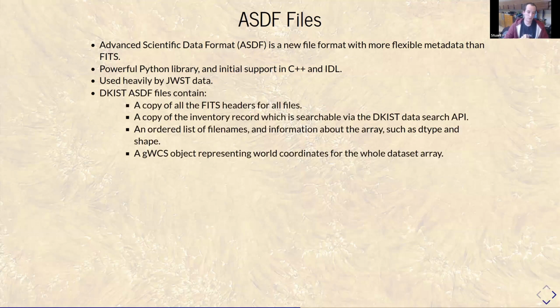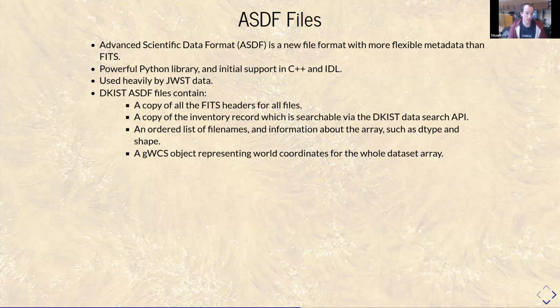So what do we use? What does DKIST use the ASDF file for? We don't have any arrays. There's no array data in the ASDF file. All of the array data is only in the FITS files. But what there is in the ASDF file is literally everything else for the entire data set.